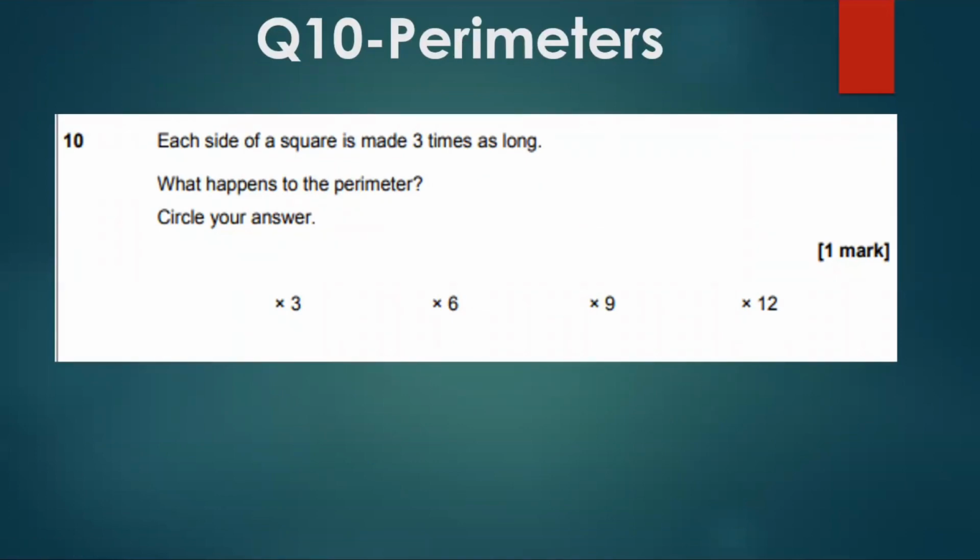Okay, question number 10, guys. Each side of a square is made 3 times as long. What happens to the perimeter? Imagine I've got a square here. Let's say the length here, I'm going to call it x, and x. Now, adding this together, remember that the perimeter is the distance around the square. So it's x plus x plus x plus x. So the perimeter, I'm going to call P, is equal to 4x, okay?